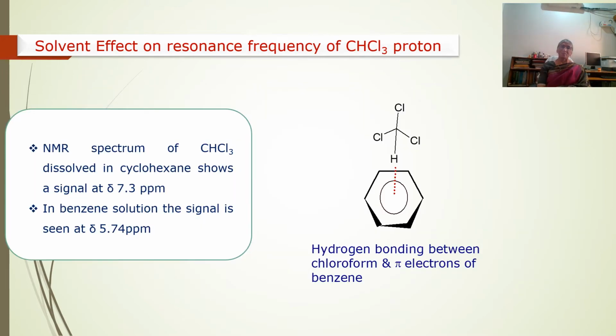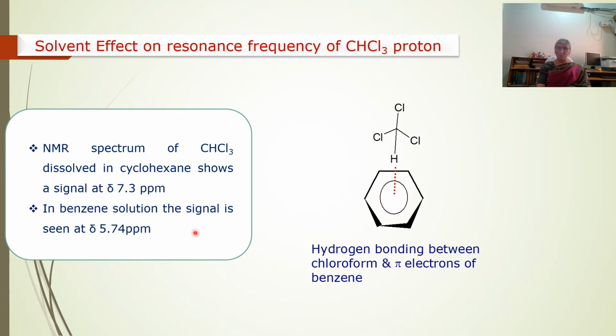This is a very interesting example to show the effect of solvent on resonance frequency. When a chloroform solution is prepared in cyclohexane, the proton of chloroform shows absorption at delta 7.3 ppm. And when the solution of chloroform is prepared in benzene, the proton of chloroform shows absorption at 5.74 ppm. That is an upfield shift. That is, the proton becomes more shielded.